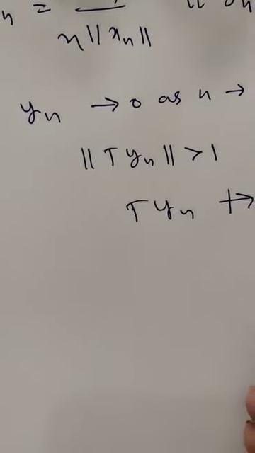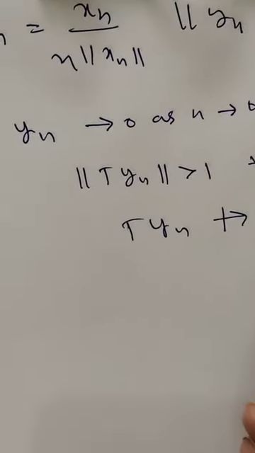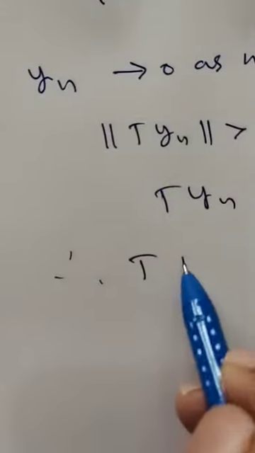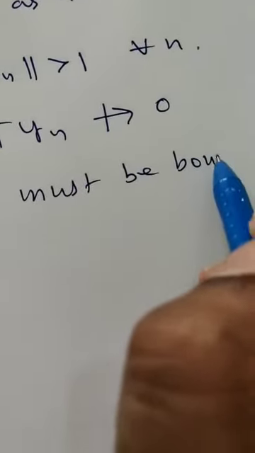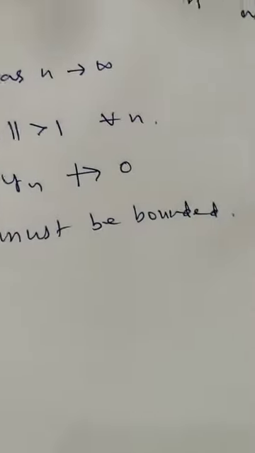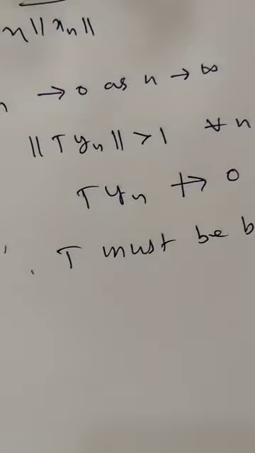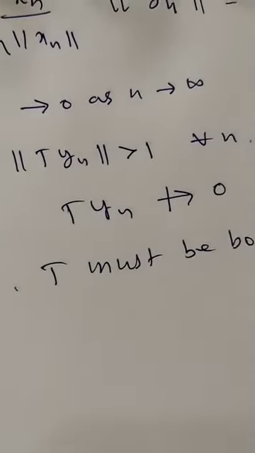Therefore, why does this contradiction arise? Due to our assumption that T is not bounded. Therefore, T must be bounded. Okay, understand this? So we have assumed that T is continuous at the origin, and we have shown that T is bounded. So that is one direction.